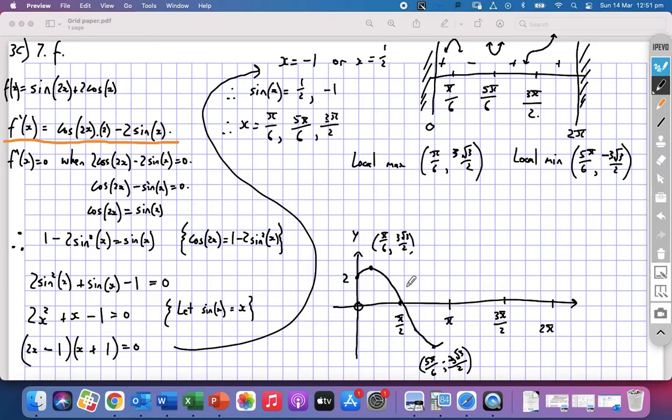And, you know, it's not going to kill you to label it, is it? So I could just say, hey, that crossed at pi on 2. All right, we've still got this stationary point of inflection. I'm going to write it out in full.